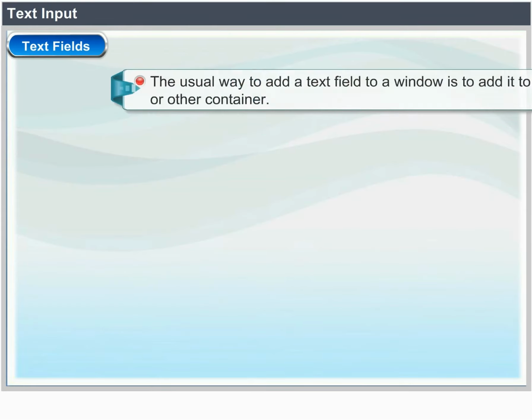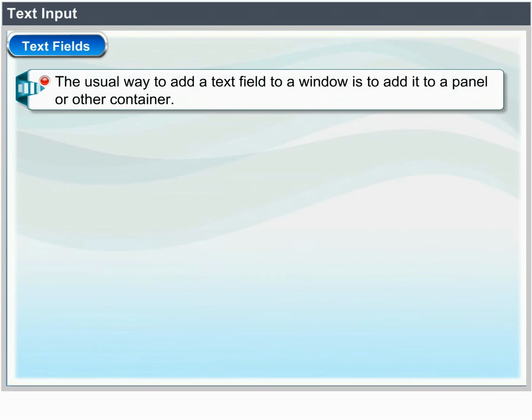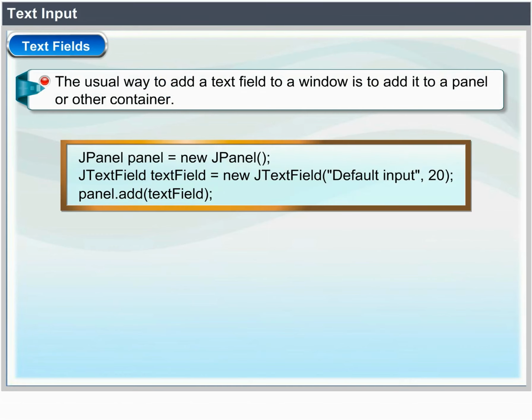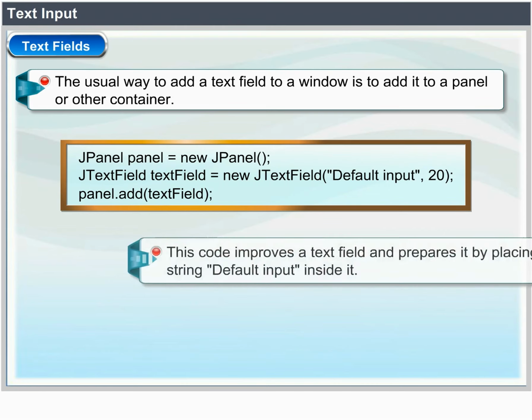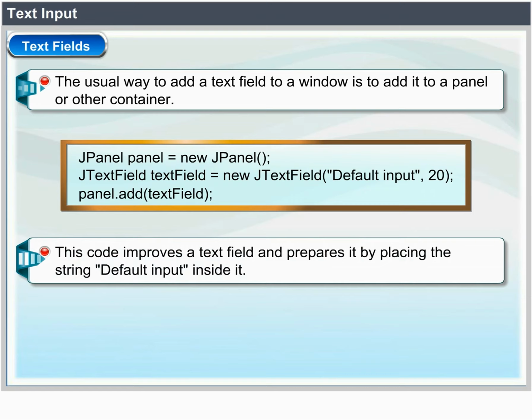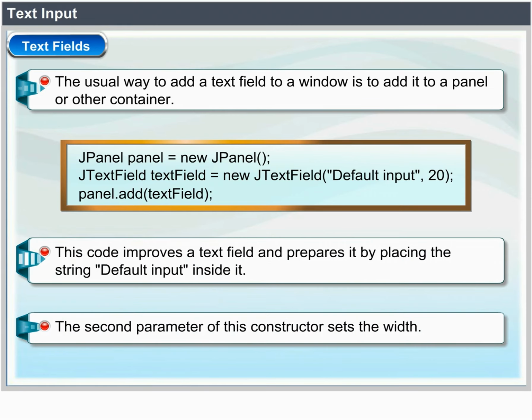Text fields. The usual way to add a text field to a window is to add it to a panel or other container. JPanel panel = new JPanel(); JTextField textField = new JTextField("Default input", 20); panel.add(textField). This code creates a text field and initializes it by placing the string "Default input" inside it. The second parameter of this constructor sets the width.